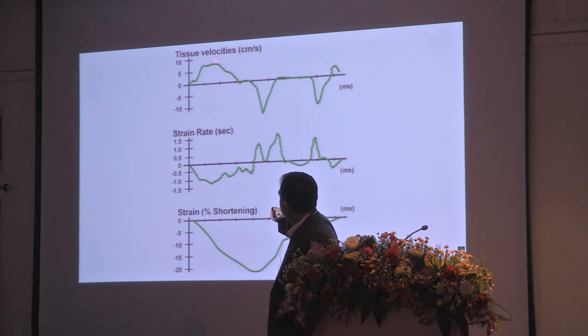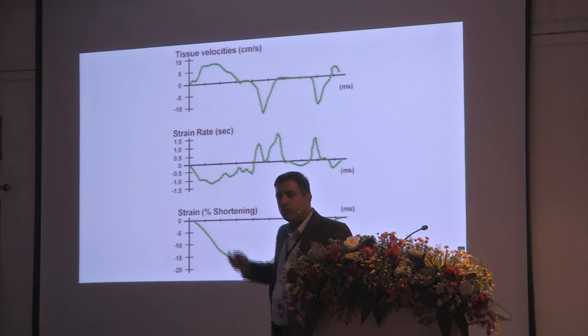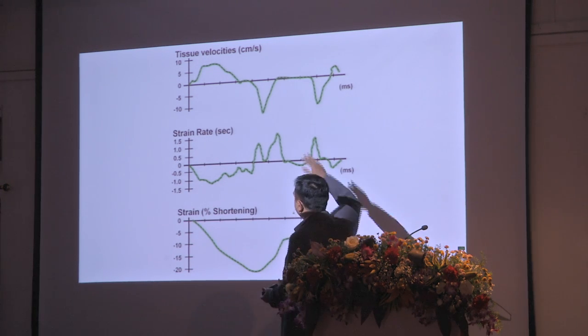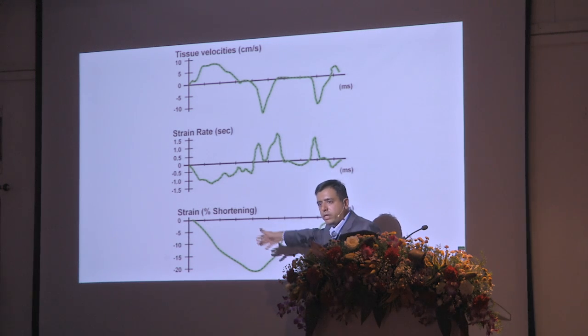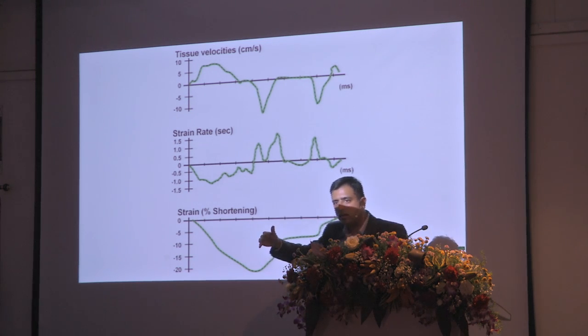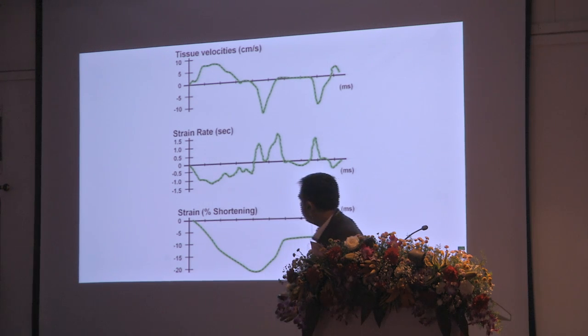The strain and strain rate and velocity curves are like mirror images. Okay, you have S, E dash and A dash, and in the same way you have an S strain rate, E strain rate and A strain rate. Okay. So in the velocity curve, systolic is positive and the diastolic events are negative, versus a mirror image: the systolic is negative and the diastolic curves are positive. Okay. So you should be able to identify whether it is tissue velocity, strain, or strain rate by looking at these curves, and then you will be able to understand what you are seeing better.